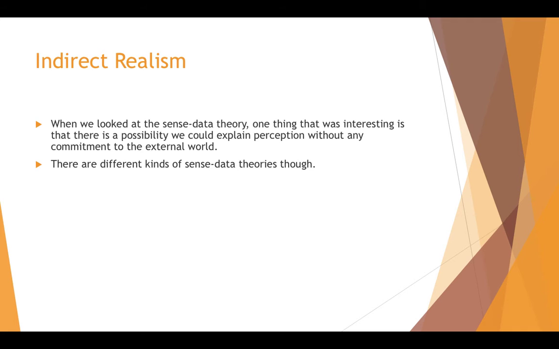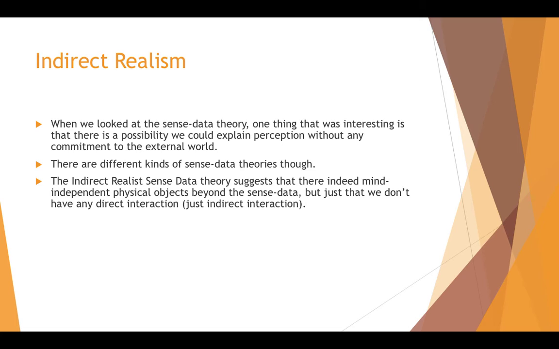However, we didn't mention that there are multiple kinds of sense data theories. There is the indirect realist sense data theory, which suggests that there are definitely mind-independent physical objects. There are things like my water bottle, they do actually exist in reality, beyond the idea of sense data. The only thing that's different is that we just don't have any kind of direct interaction with it. We have an indirect interaction with it.